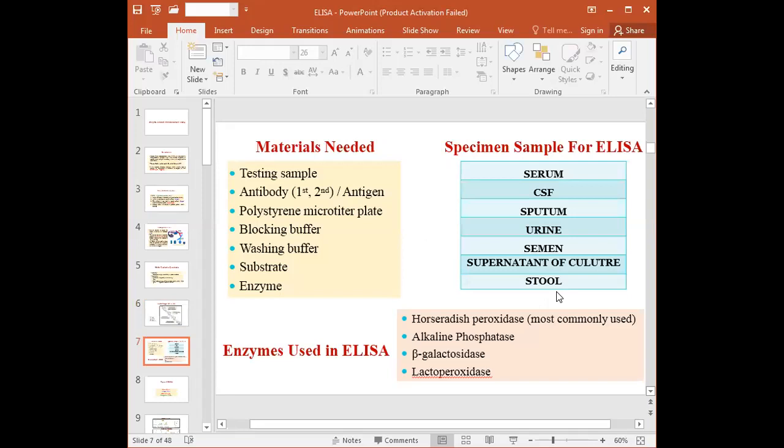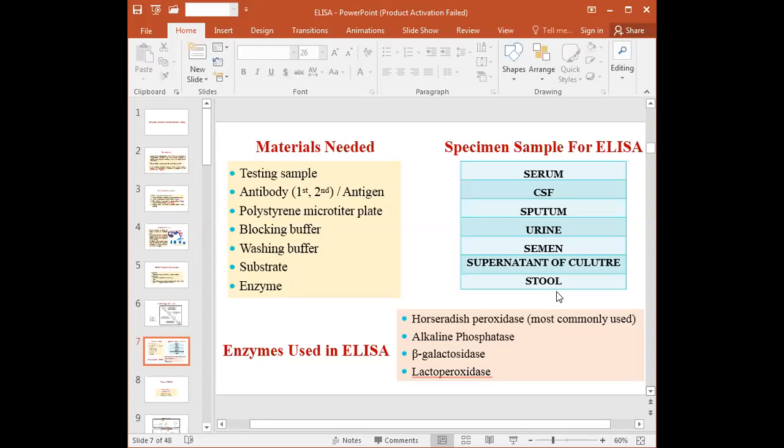Now, what are the materials we need for this particular process? First, we need some test sample or specimen. So what are the sources of the specimen? Where from can we get the antigen or antibody, the specific protein we are looking for? The sample may be serum in the form of blood, cerebrospinal fluid, sputum, urine, semen, or the supernatant of culture, as well as stool. These will serve as a sample, a specimen for ELISA testing.